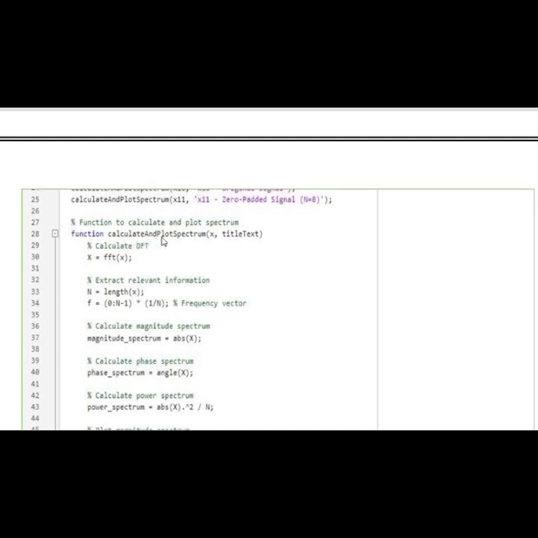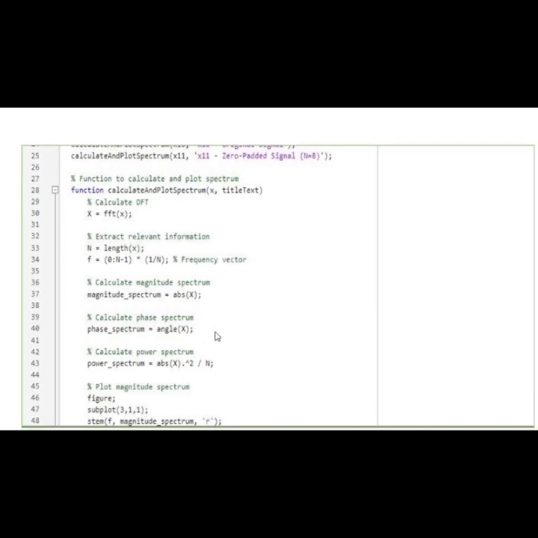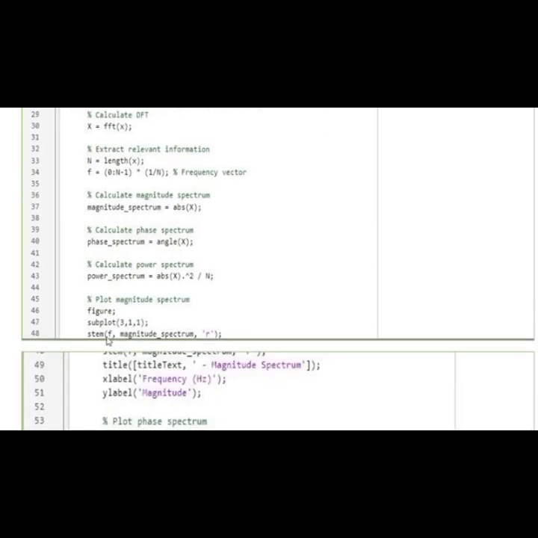Function to calculate and plot spectrum. Calculate and plot spectrum for x1, calculate and plot spectrum for x2, and so on up to x11. The function to calculate and plot spectrum is: function calculate and plot spectrum with x and title. Calculate the discrete Fourier transform, which is x is equal to FFT of x. Extract relevant information: N is equal to length of x, and f is equal to 0 to N minus 1, multiplied by 1 divided by N, which is the frequency vector.